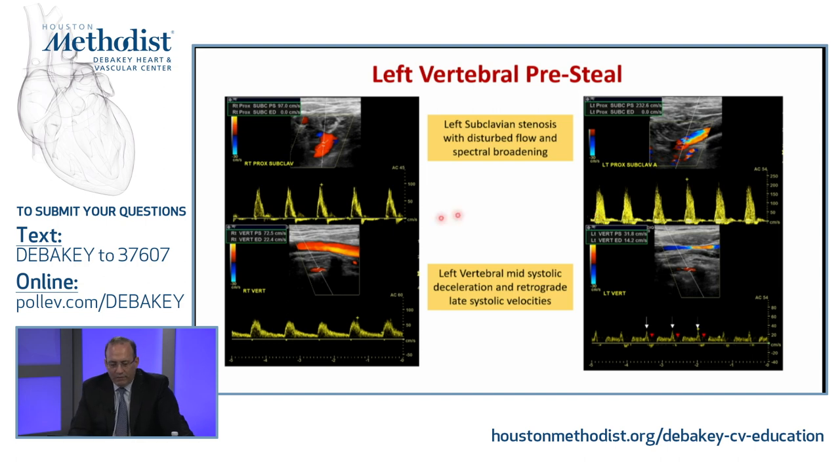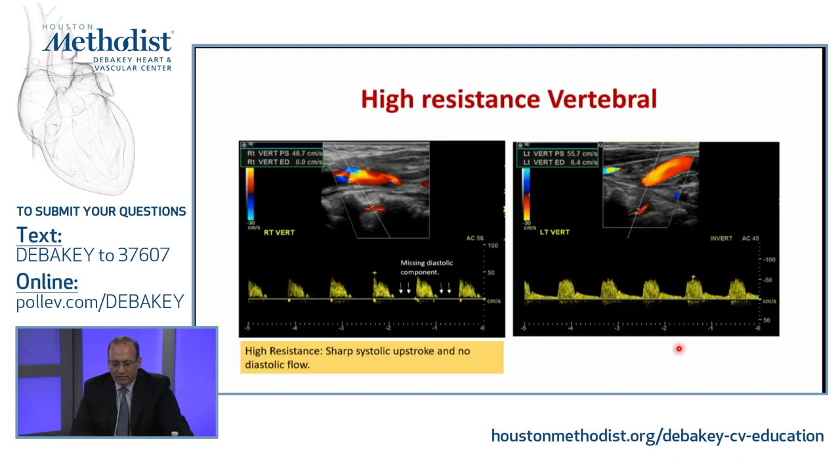So more steal waveforms, again, subclavian artery on the right side, normal velocities, normal waveforms, also the vertebral on the right side. But we look at the subclavian on the left, turbulent, high resistance waveform. Look at that vertebral. You have that reversal of flow in mid to late systole with return of antegrade flow in diastole, okay? Again, positive for steal.